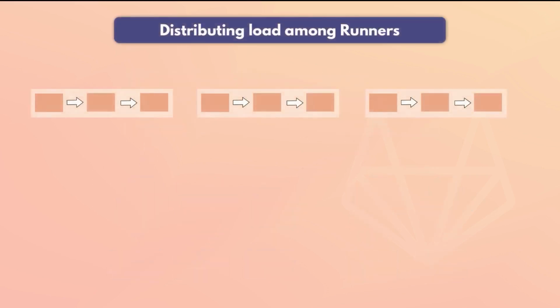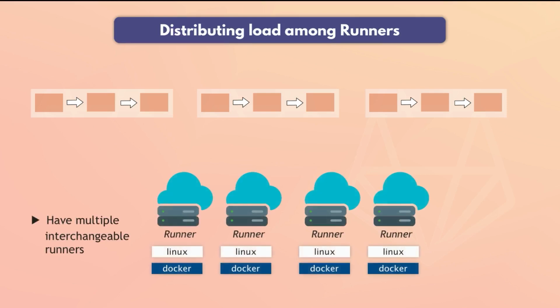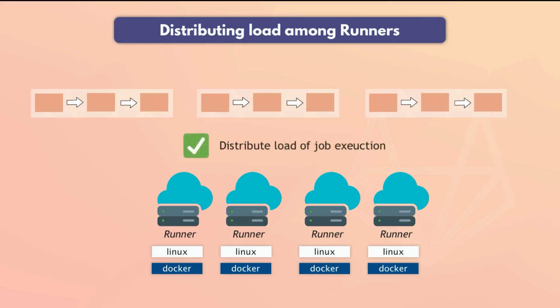However, if you have a simple pipeline for all your projects and you don't need any special execution environments for your jobs, and you're basically fine with the same exact execution environment, it's also common to have multiple interchangeable runners, like 20 Linux runners with a Docker executor, and all your jobs will be executed on the same environment. And in this case, you basically just have the advantage of distributing the load of job execution among all these runners. So both of these scenarios are completely valid and common in real projects.